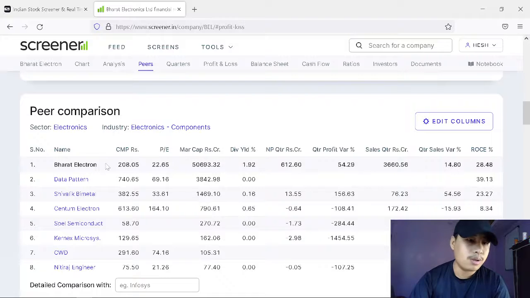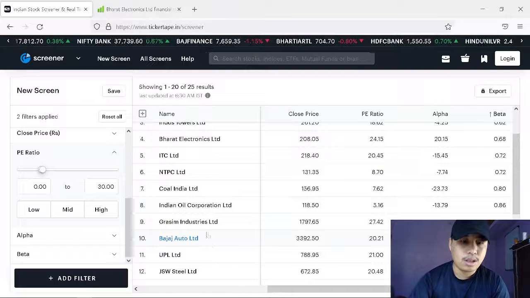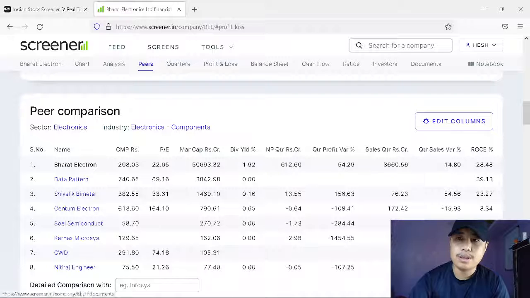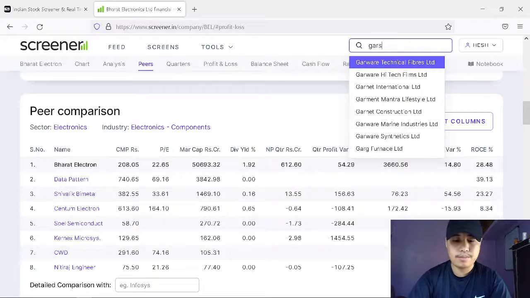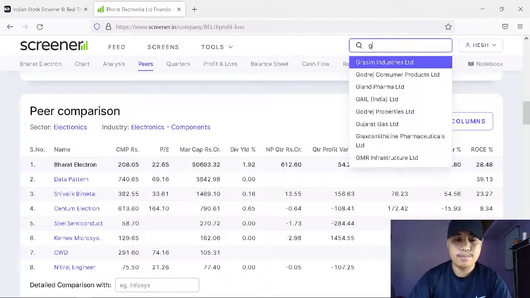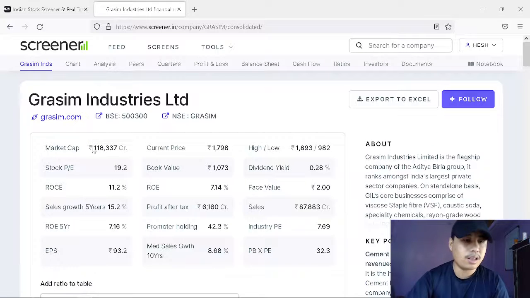Look at this. So Bharat Electronics is good, and the second stock that we have just found with this radar is Grasim Industries. So you will go for Grasim Industry. Market cap of around 1 lakh crore. Current price, stock PE is also good. It's 19.